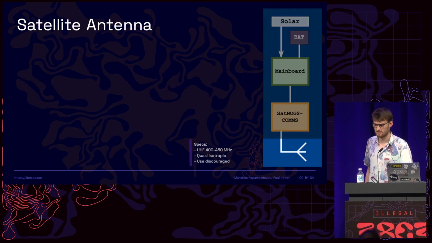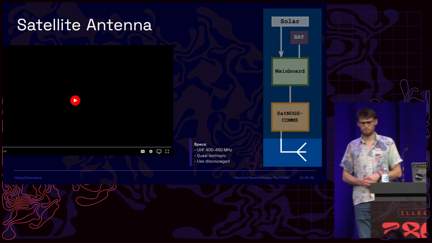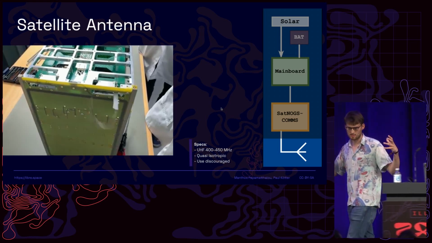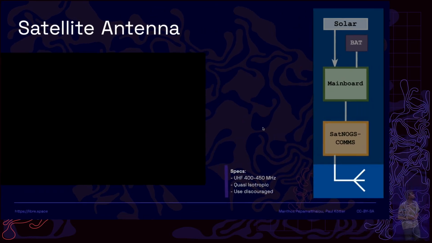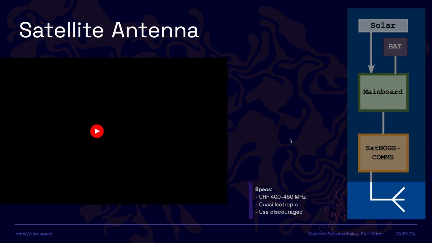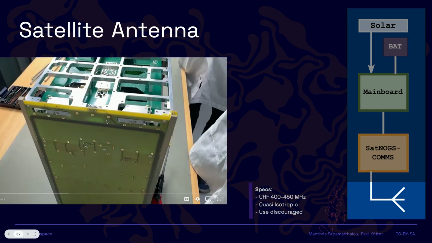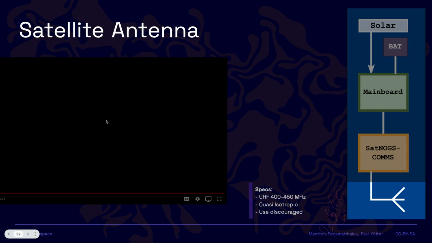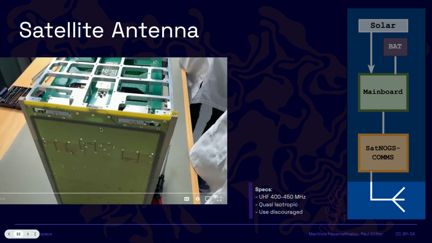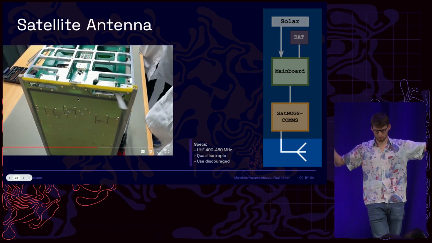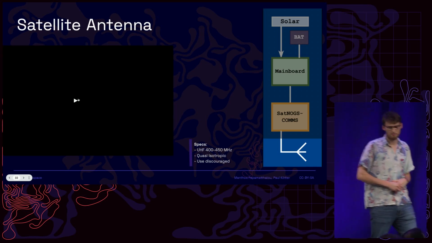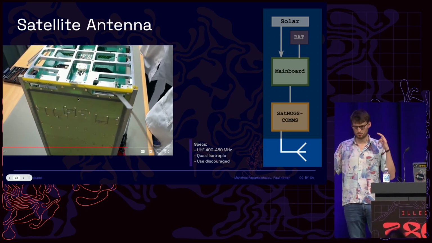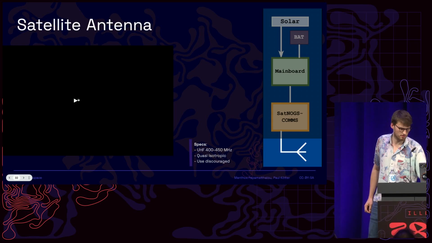So let's first have a look at the antenna. This is the antenna subsystem. As I said, it has to be folded inwards, and we also have a system that can eject the antenna after it is in orbit. The system that we designed here is designed for 400 megahertz operation and has a quasi-isotropic radiation pattern. This means that on all sides it transmits roughly the same amount of RF power. But we would discourage the use of this because we found out that it has some problems.